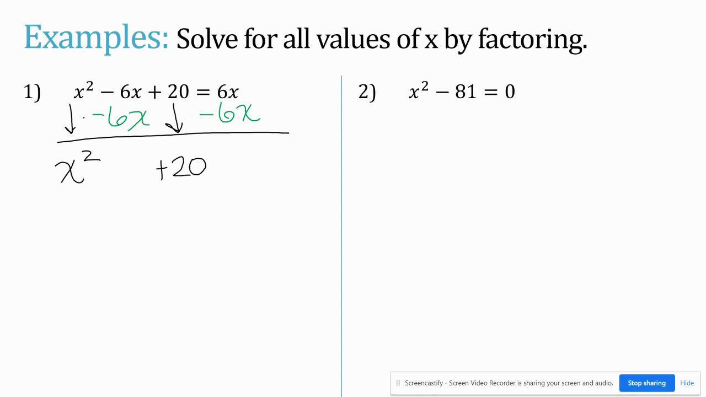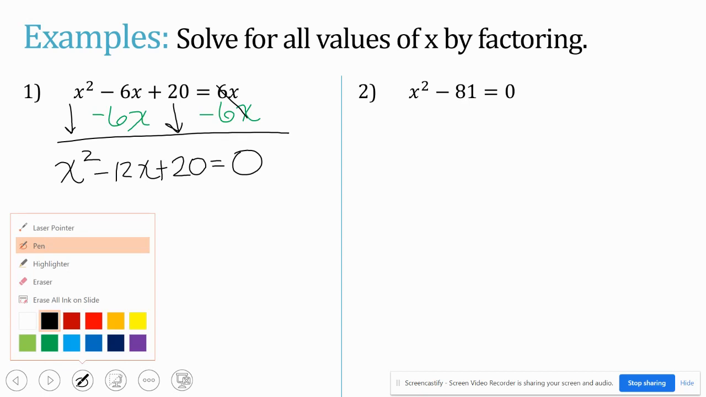Now, negative 6x minus 6x, same signs, add and keep. So this is going to become negative 12x equals, and these canceled out. Those are additive inverses. That would give us 0. So make sure that you move that because it has to be set equal to 0.